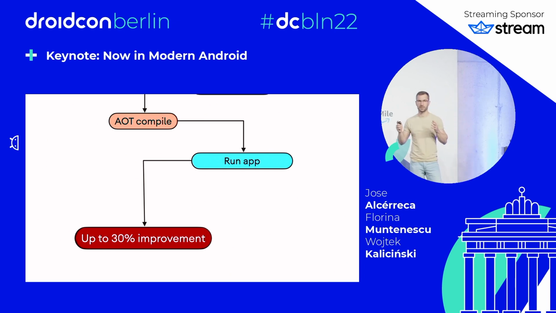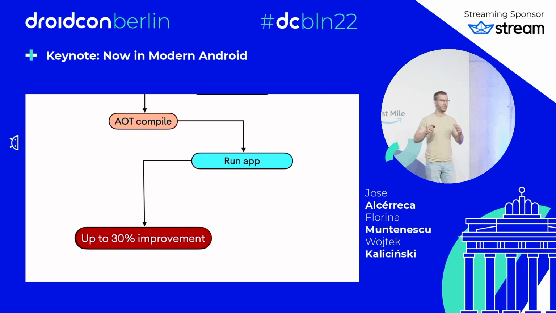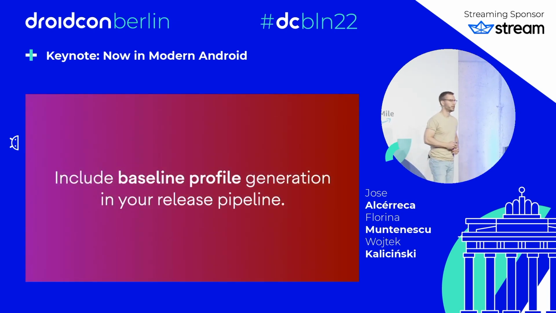Whenever the user first taps on your app after installation, they get up to 30% faster app startup just by adding a baseline profile. No real coding or production code changes required. So if there's one thing to take away from this section of our talk, it's to go and add baseline profile generation to your build process. It's really the low-hanging fruit of app optimization.